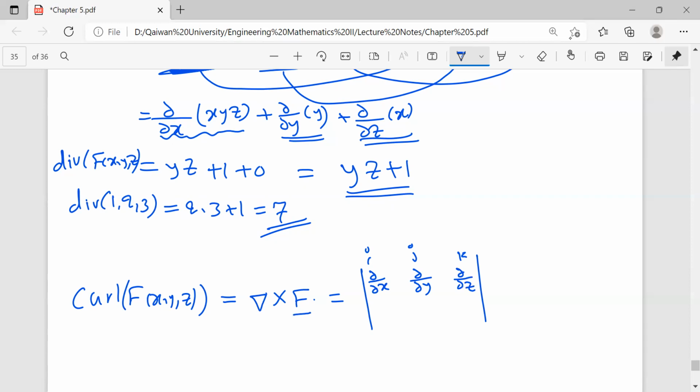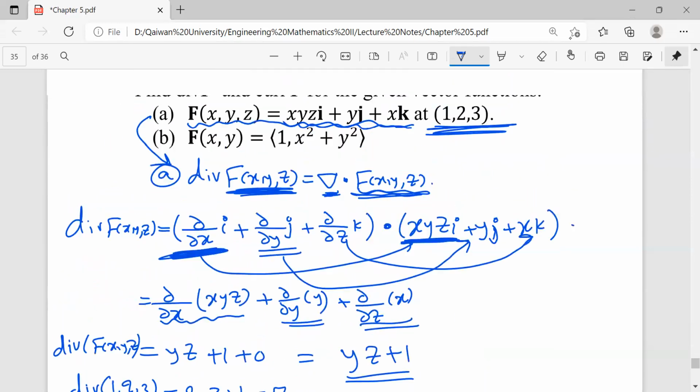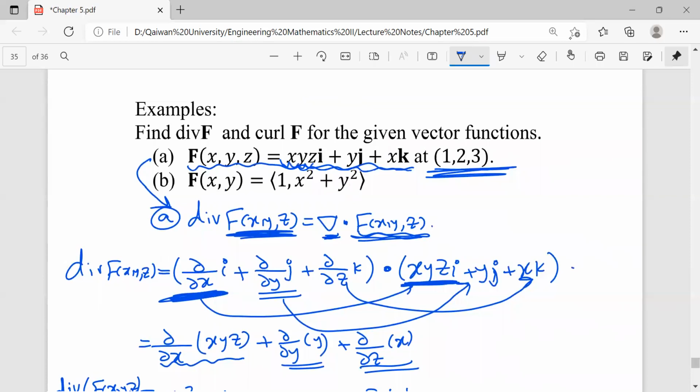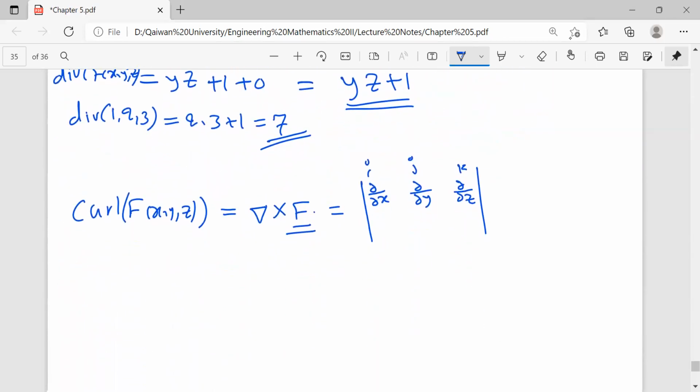And then the vector field, which is given, is xyz i plus y j plus x k. We write down xyz beneath i, y beneath j, and x beneath k. Since the vector field given is xyz i plus y j plus x k, now we find the determinant of this matrix.